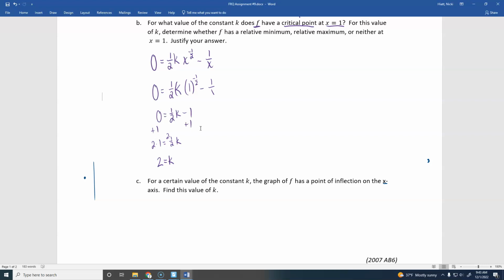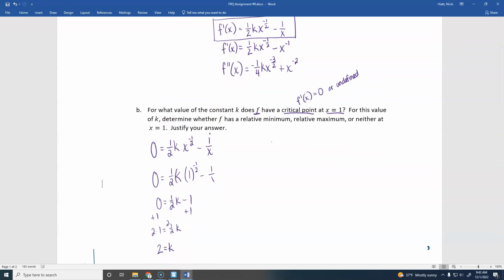So at this point, I would plug in 2 for my k. So I know that f prime of x is going to equal 1/2 times 2x to the negative 1/2 minus 1 over x, which means f prime of x is just going to be x to the negative 1/2 minus 1 over x, and I think I'll write it like this: 1 over the square root of x minus 1 over x.